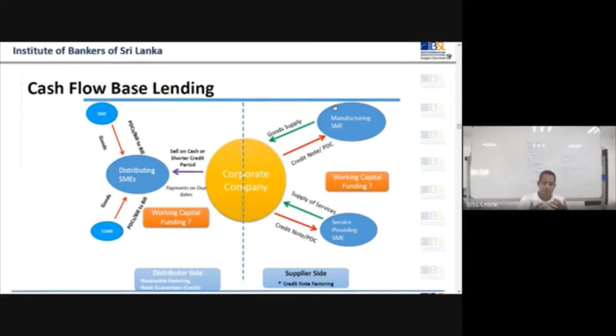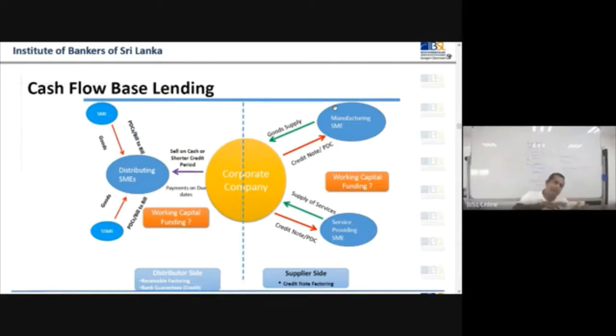So what happens? Then again working capital requirement increases. Then what the bank can do is, you can collect the post-dated checks. By collecting the post-dated checks, you know how much is due to this customer, and based on that, you can give a part of that money, which can be used for their working capital.